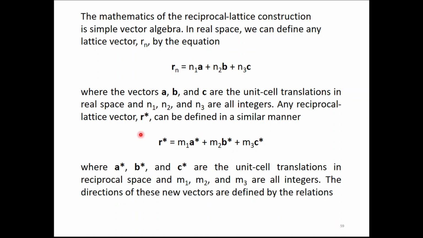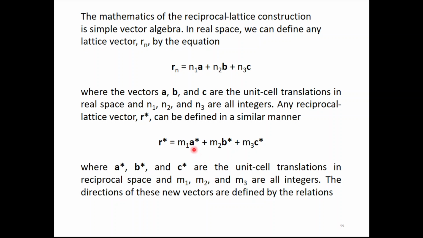So any reciprocal lattice vector, which is represented by r*, can be defined in a similar manner, like the form of the equation in here. So we can set another equation in a similar form, which is m1 a* plus m2 b* plus m3 c*, where these three, a*, b* and c*, are the unit cell translations in reciprocal space, and m1, m2 and m3 are all integers.